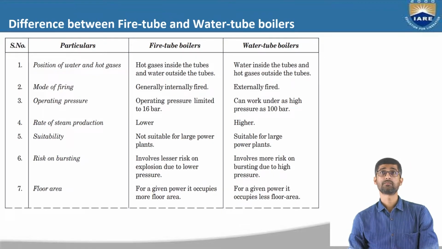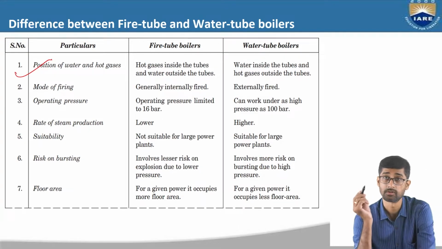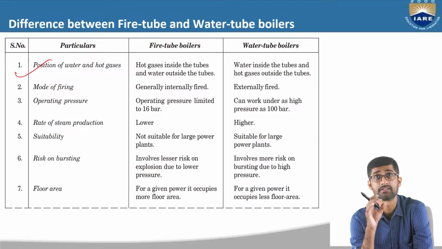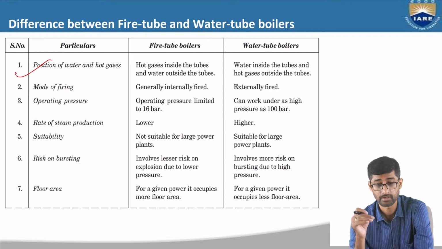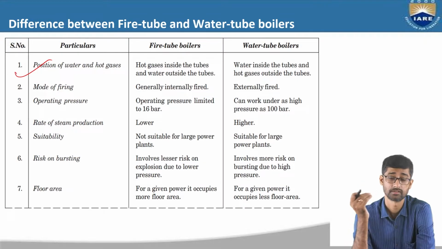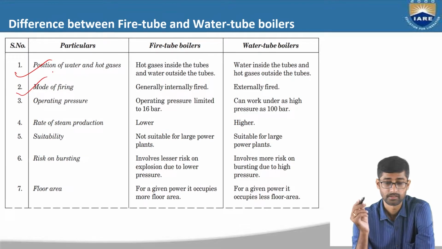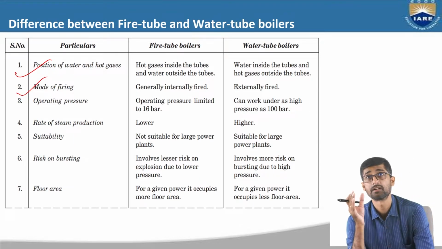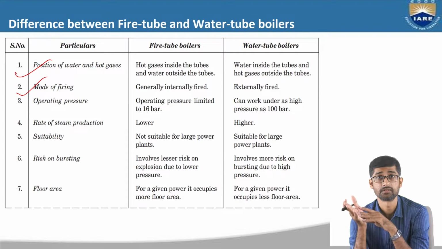Now, what is the difference between fire tube boilers and water tube boilers? According to the position of water and hot gases, as I have already told, in fire tube boilers the hot gases are inside the tubes and water is surrounding the tubes, right? But in water tube boilers, water is flowing inside the tubes, where the hot gases are surrounding the water tubes. According to the mode of firing, fire tube boilers are internally fired because the furnace is inside the boiler. But water tube boilers are externally fired. The fire is outside the shell of the boiler.